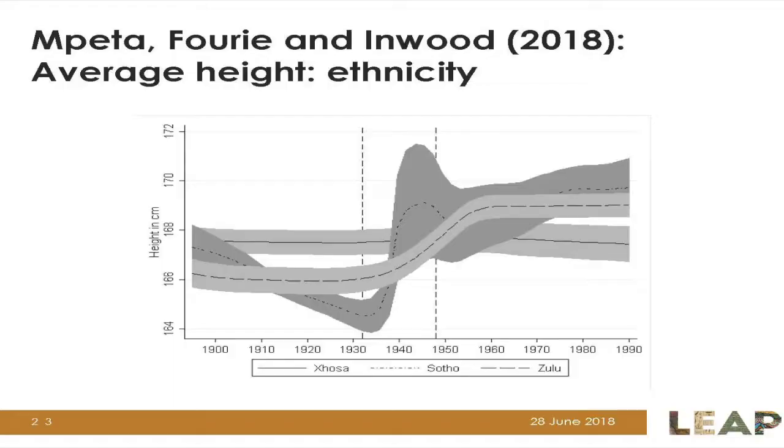We can then also split our sample by different ethnic groups: Xhosa, Sotho, and Zulu. You see the biggest shock where the confidence bands are massive, so I wouldn't want to overinterpret this, but the Sotho seemed to be, and again this fits the story, especially the story of decline. The Basotho economy is ravaged at the start of the 20th century by different diseases. There's land dispossession, and you find the men that go and work on the mines are predominantly Sotho men, who then experience the biggest shock as well.